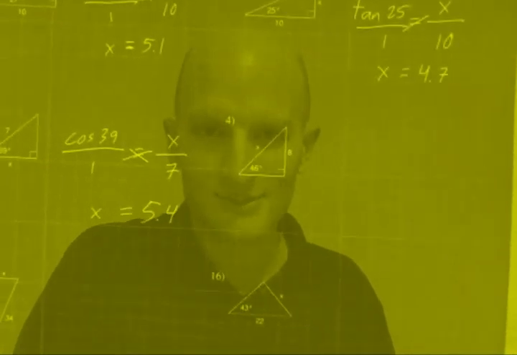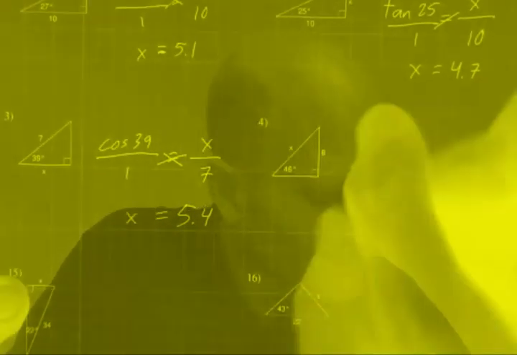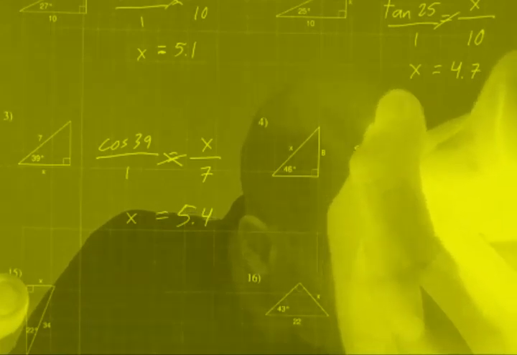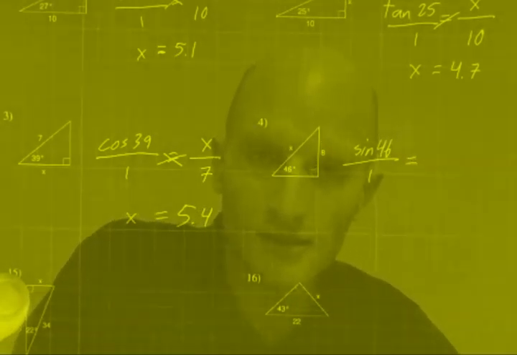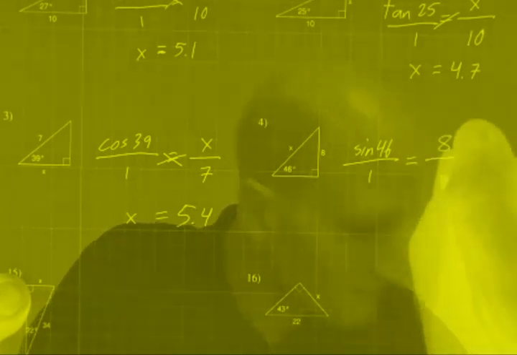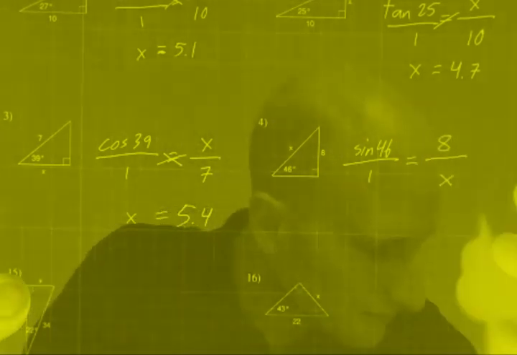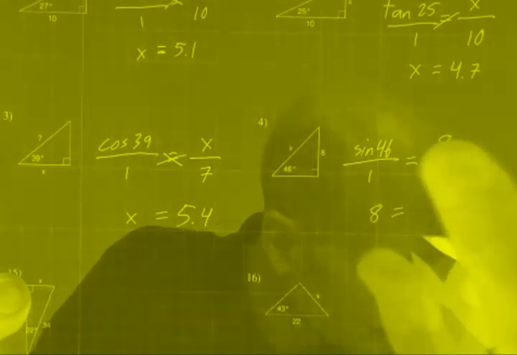All right, this next one, we have opposite hypotenuse, that's sine. We have 46 degrees. So sine of 46 equals opposite, 8, over hypotenuse. Okay, so now 8 times 1 is 8 equals sine of 46 times x.